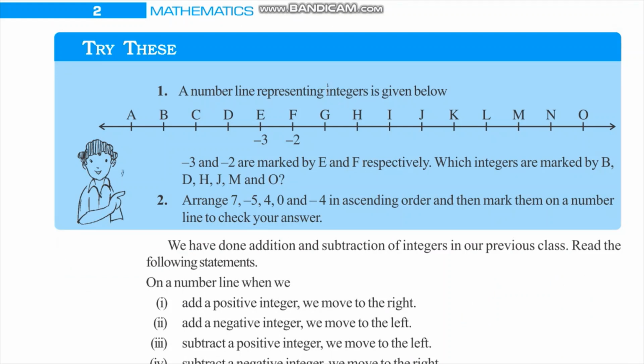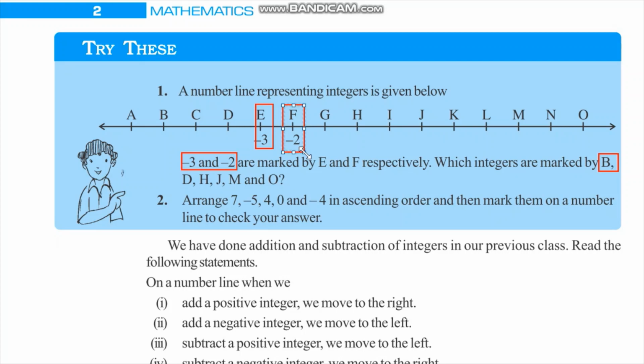A number line representing integers is given below. Minus 3 and minus 2 are marked by E and F respectively. Which integers are marked by B, D, H, J, M and O? Okay, so we have E that is representing minus 3 and F that is representing minus 2.